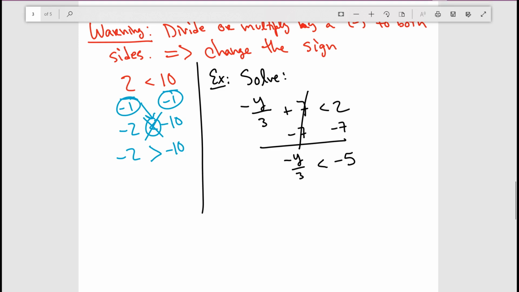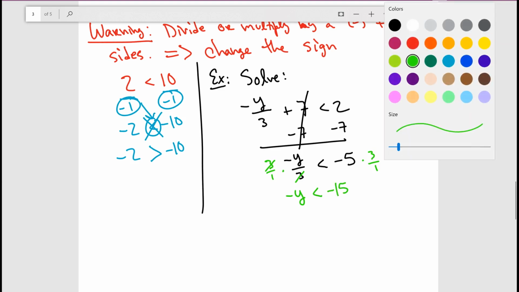Now, how do I get rid of this 3? Well, this 3 is being divided, so in order for me to get rid of this division by 3, the opposite of division is multiplication. So I'm going to multiply both sides by 3. And I'm going to write it as 3 over 1. So now the 3's are going to cancel out, and what I'm left with is negative y is less than negative 5 times 3, which gives me negative 15.